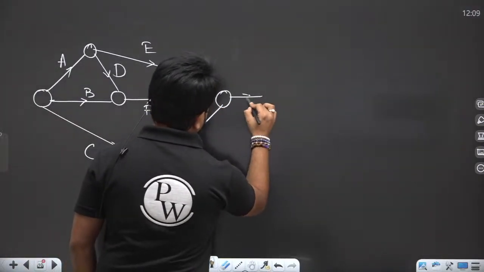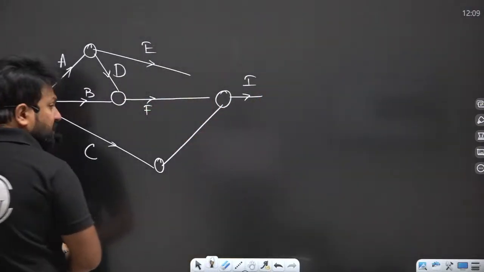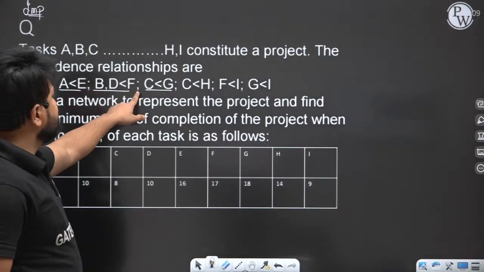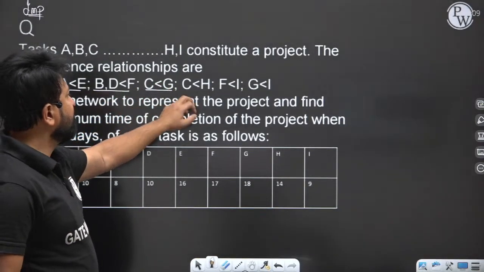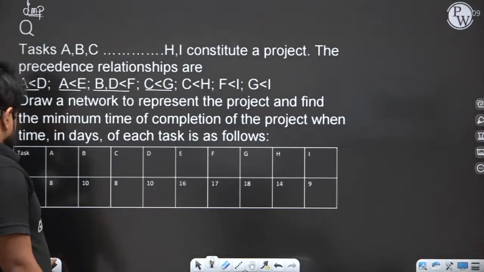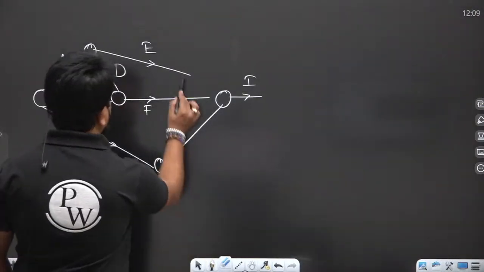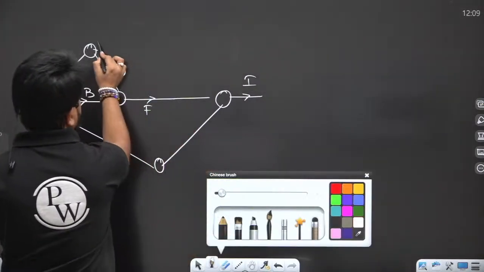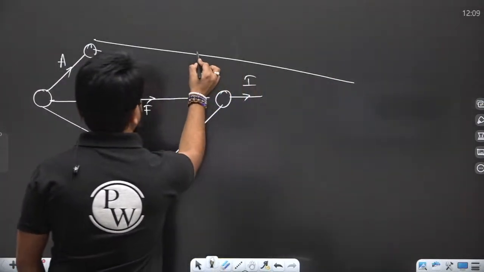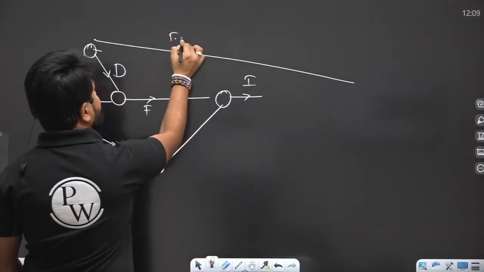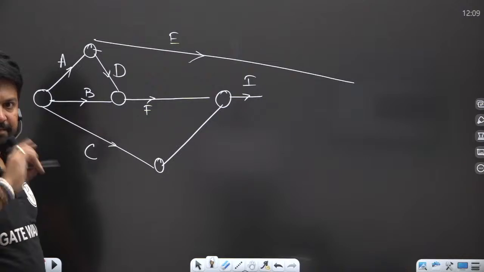So here this is what? This is I. See here, C is a preceding of G and G is a preceding of what? I. Right, so this is the thing. This is your E activity.